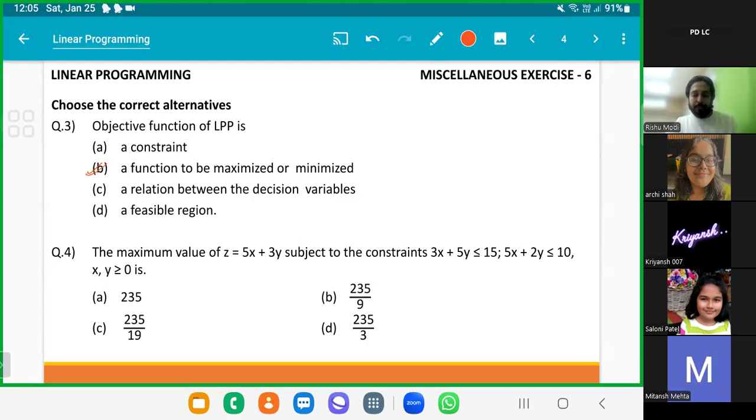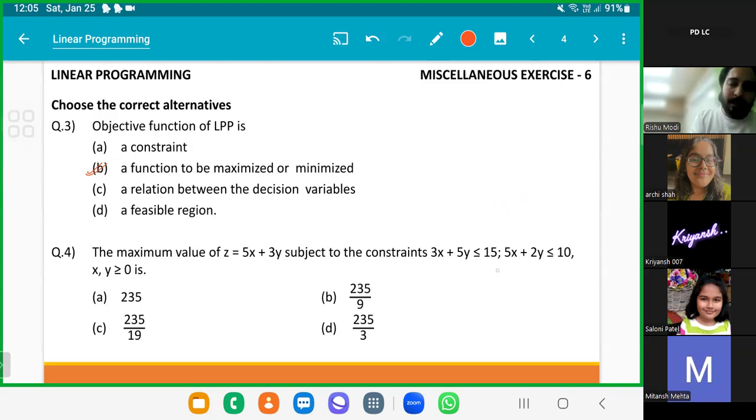The fourth question: the maximum value of Z is equal to 5x plus 3y subject to the given constraints, and so on, as you have given, right? What will be the value? Now, it's not necessary that we have to plot this, right? But we have to find the maximum value also in this case.